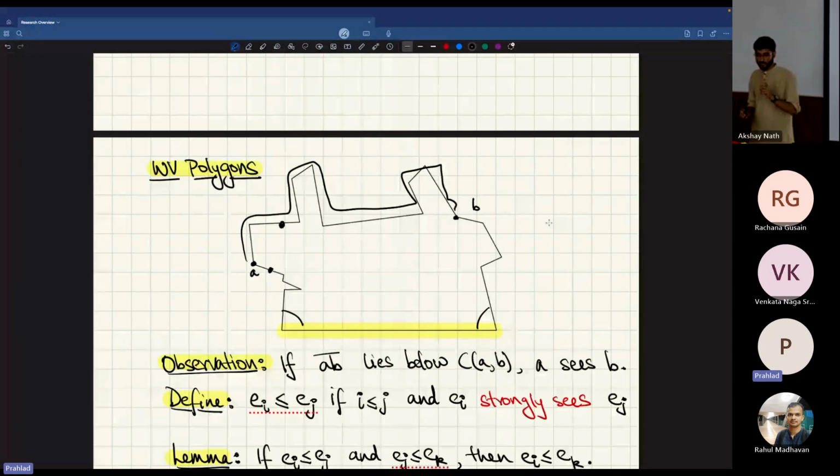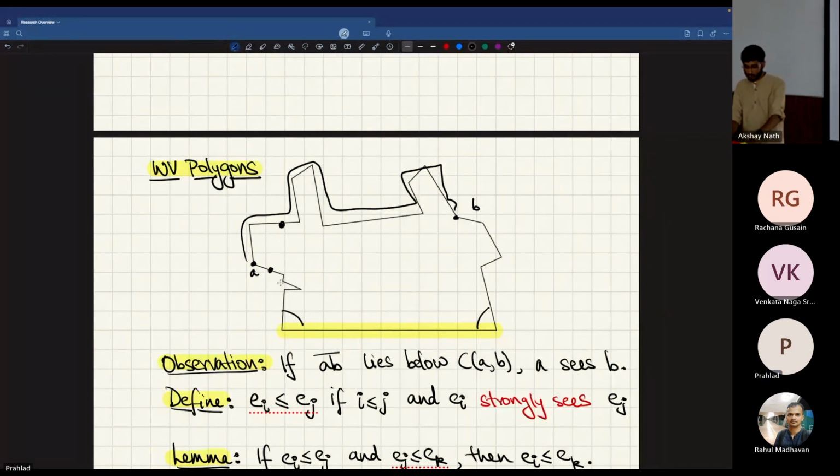When we had weak visibility, we said that this edge weakly sees that edge if every point in the other edge can be seen by some point in the first edge. For strong visibility, we need every point to be seen by every point.